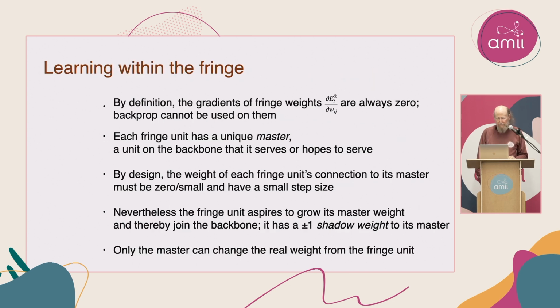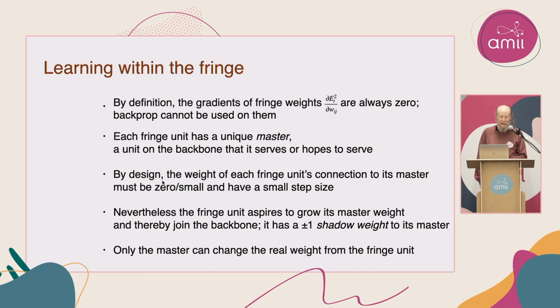Now, let's talk about the biggest question mark: how the learning works within the fringe. Let me do it first in words, and then I'll do it in pictures. By definition, as we talked about, the gradients of the fringe weights are always zero, so we can't use backprop. Instead, each fringe unit is going to have a master unit on the backbone that it is going to try to get to listen to it. The master will be the unit on the backbone that the fringe unit hopes to serve, hopes to provide value to, and thus gain utility from the master.